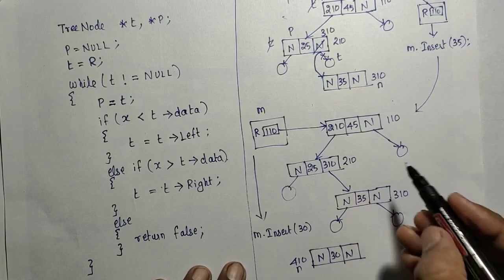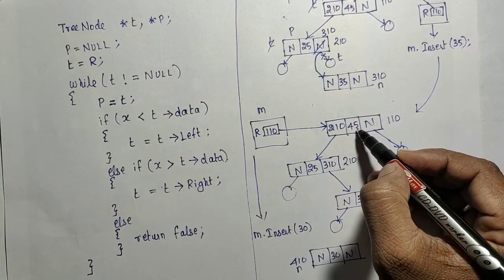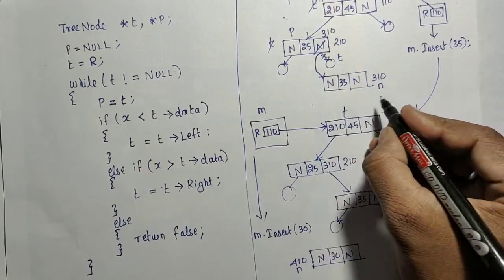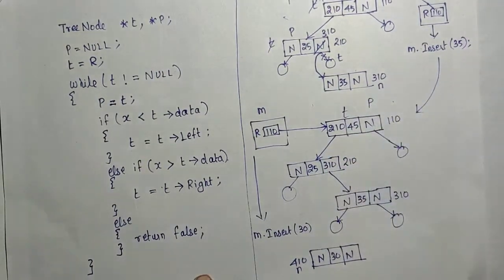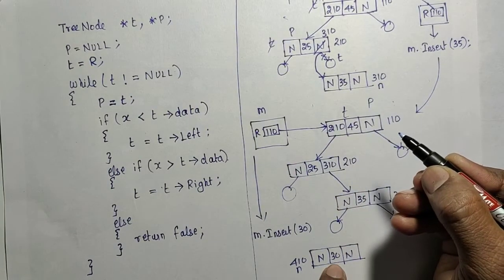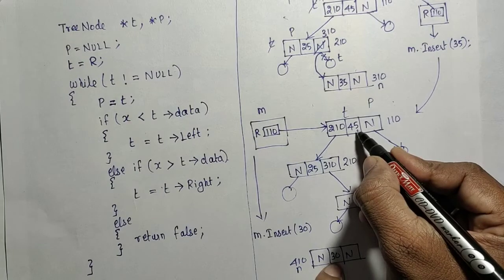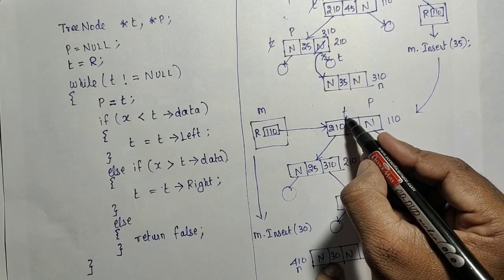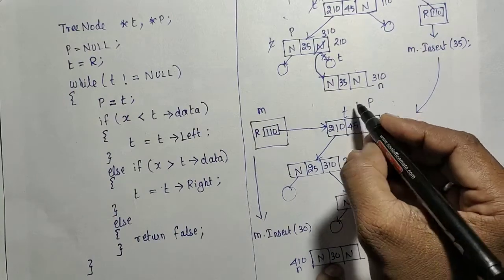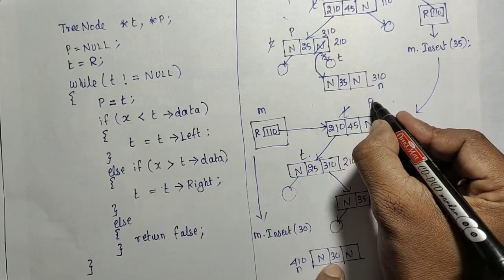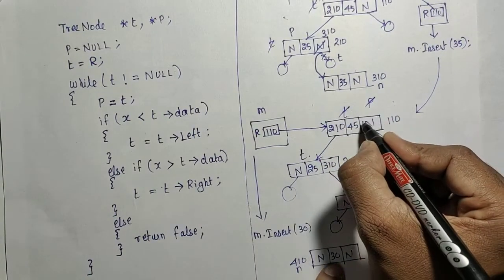Now it will start searching from the root node, so t will be this 45, and p is null. So 45 and the new data x is 30. 30 is lesser than 45, go left. Go left means t equals t of left. t of left means this will go to this node, the 210th node. By that time p will be moved to t.